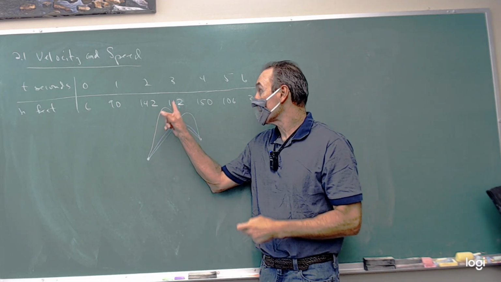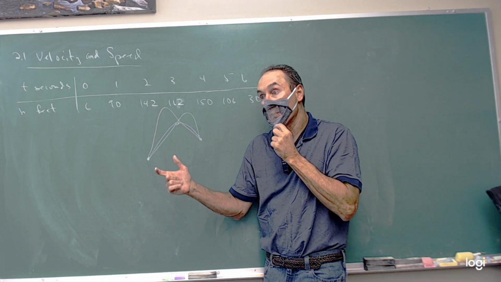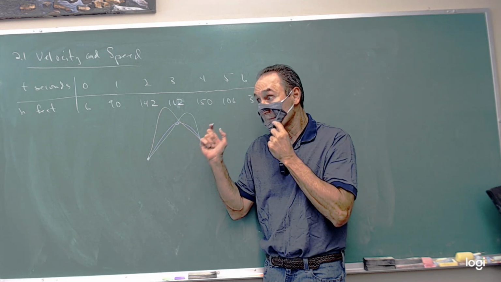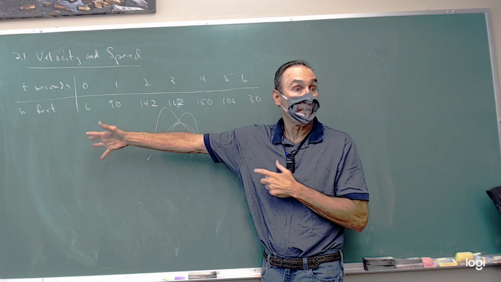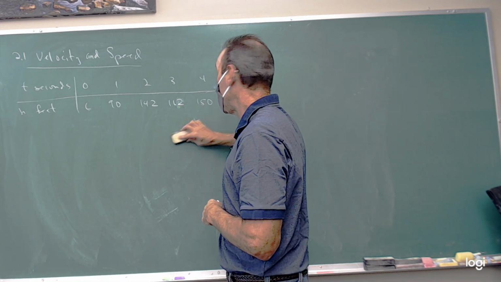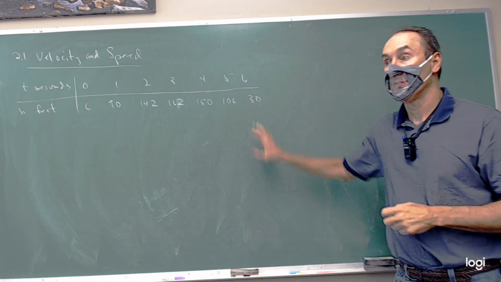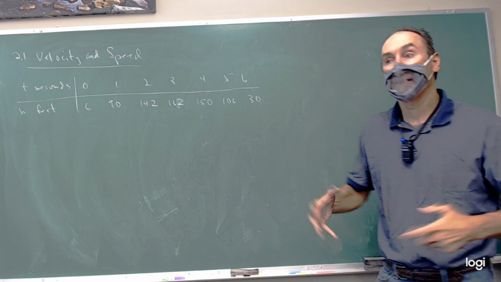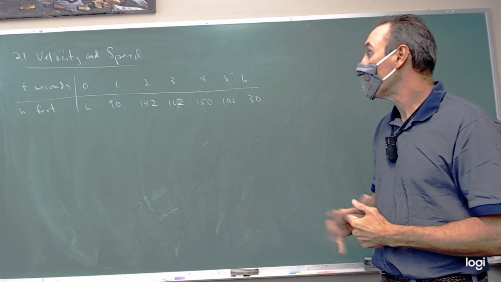So just because this is the largest value we know, we cannot assume that is the largest value ever on this curve. So be careful about assumptions that you make when you have a table of values. You have to have more information before you can make those assumptions.